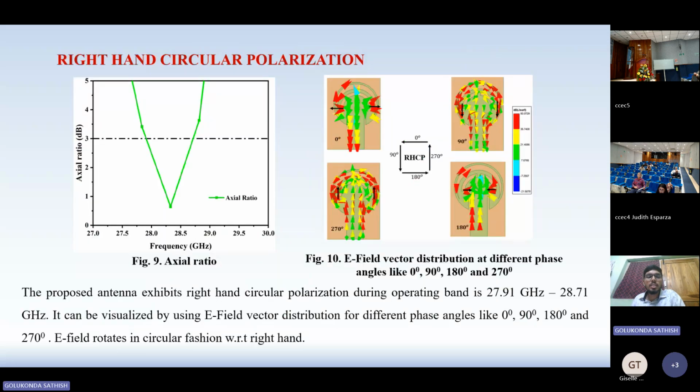Right-hand circular polarization. The proposed antenna exhibits right-hand circular polarization during the band 27.91 GHz to 28.71 GHz. It can be visualized by using the E-field vector distribution for different phase angles like 0, 90, 180, and 270. The E-field rotates in a circular fashion, consistent with right-hand circular polarization.